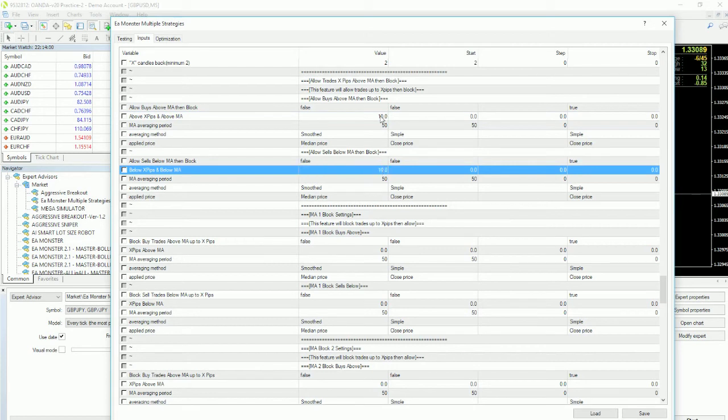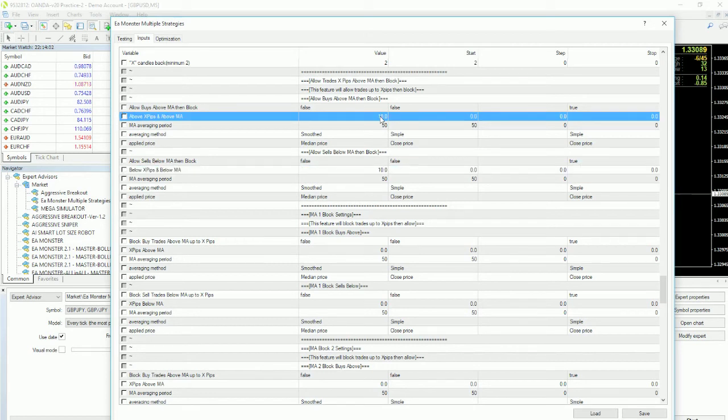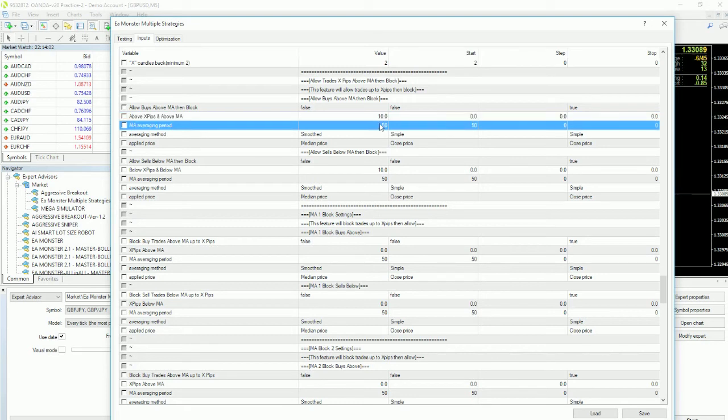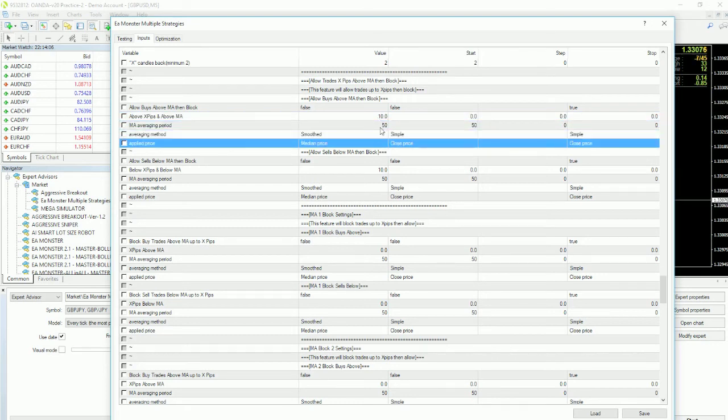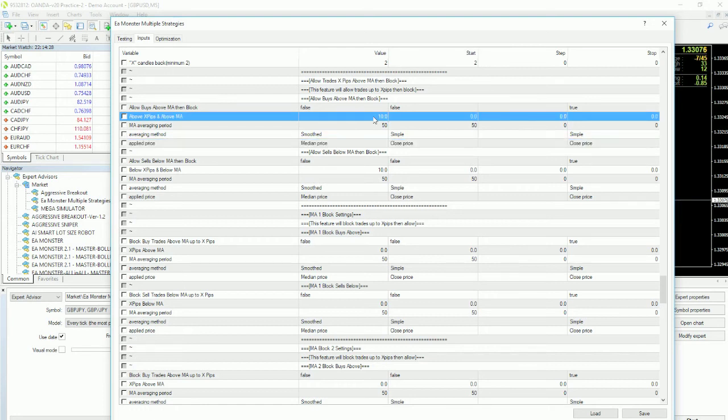Above for the buy, and if you put this to 10, it's going to allow buys up to 10 pips above the 50 smooth moving average. After it gets above 10 pips, gets too far away from the moving average, it's going to block. So it won't trade, because we don't want to trade too far away from the moving average in a trend, because we know that the trend might start reversing. That was my idea of this feature, and it does work very well if you experiment with it. Okay, hopefully you understand that.